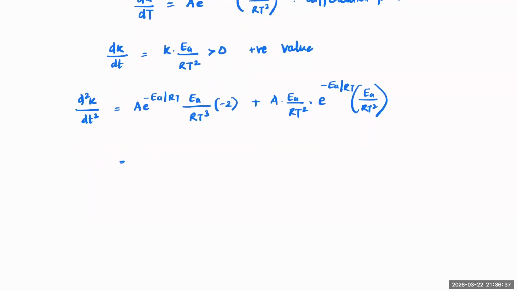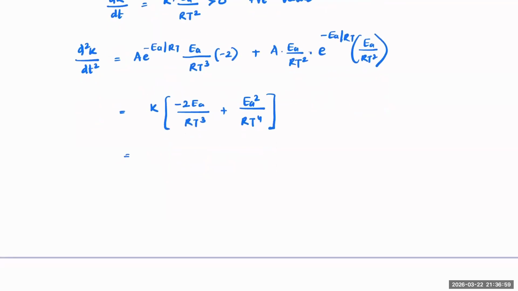So again, this entire thing is K. Here also we got this as K value. So I will get K into minus 2 EA by RT cube plus EA square by RT raised to power of 4. This is what I'll get. So from here you can see I can take this common. K into EA can be taken common and RT cube can be taken common. So I will get minus 2 plus EA by RT, isn't it? This is the value which I'll get. Correct?